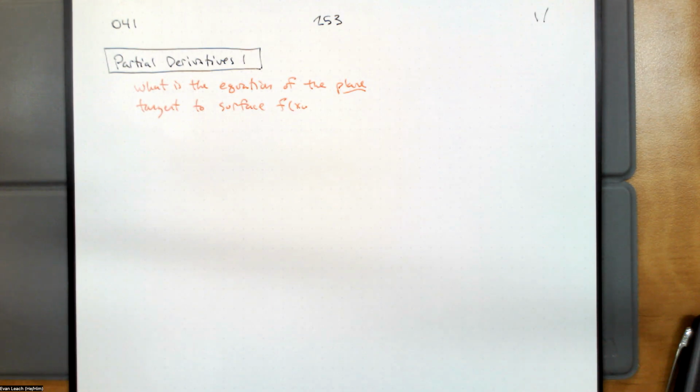I want to emphasize that there are 3 variables running around. This is a problem in R3.